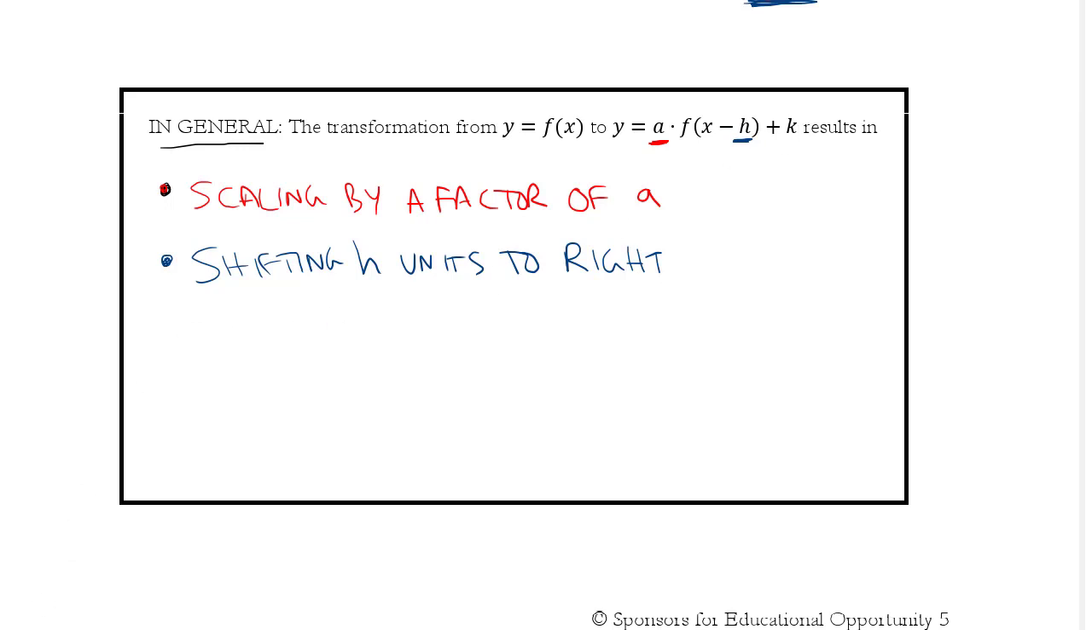And then finally, we have our k value right here, and the k is going to result in a shifting of k units, assuming k is positive, up. And if k is negative, then it would be down, of course. And so that's basically what we've seen today.